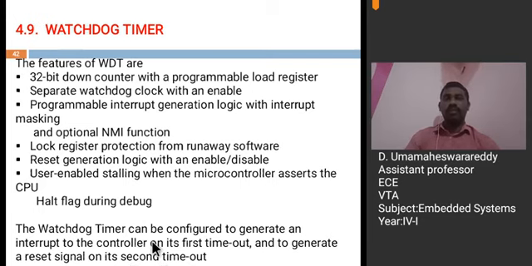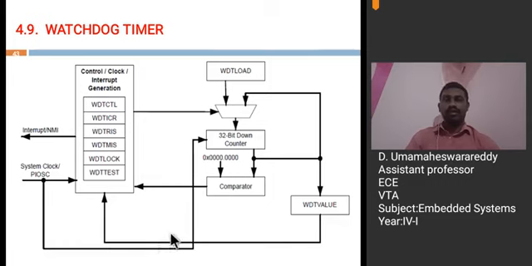And coming to the block diagram of the watchdog timer, these are the blocks present in the watchdog timer. Mainly it consists of a 32-bit down counter and a comparator, where we can compare the counter value with the value given to the comparator.